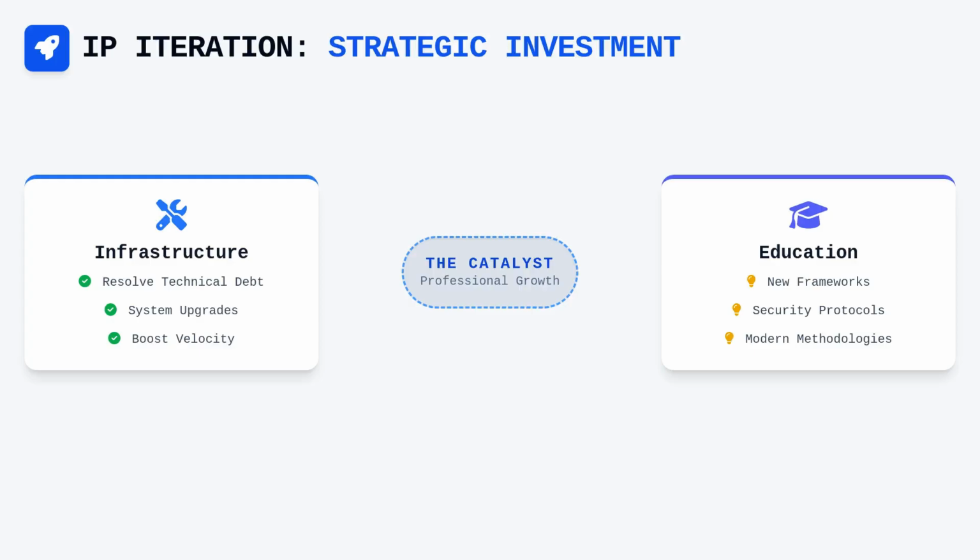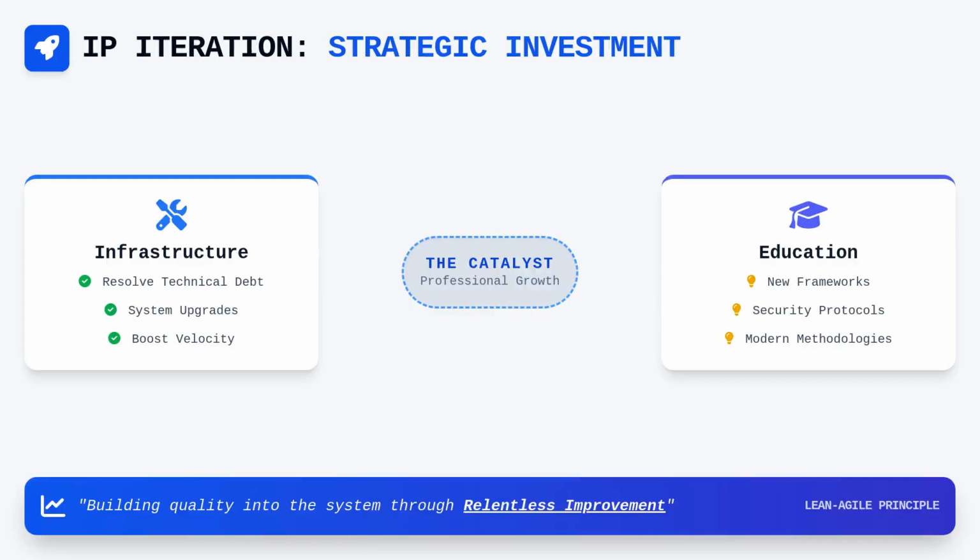By designating this time for growth, the organization demonstrates a commitment to the Lean-Agile principle of building quality into the system. This directly contributes to the relentless improvement pillar, as teams emerge from the iteration with better tools and increased capabilities.